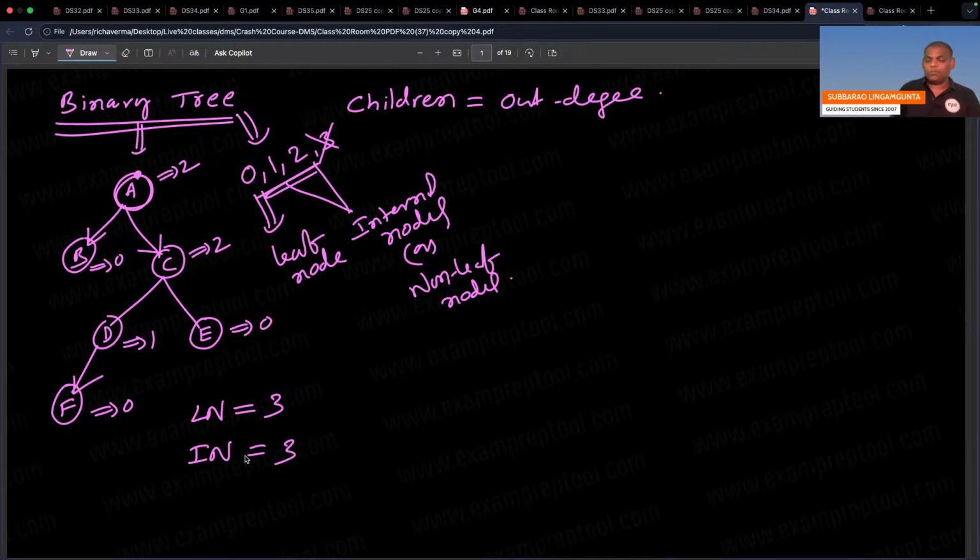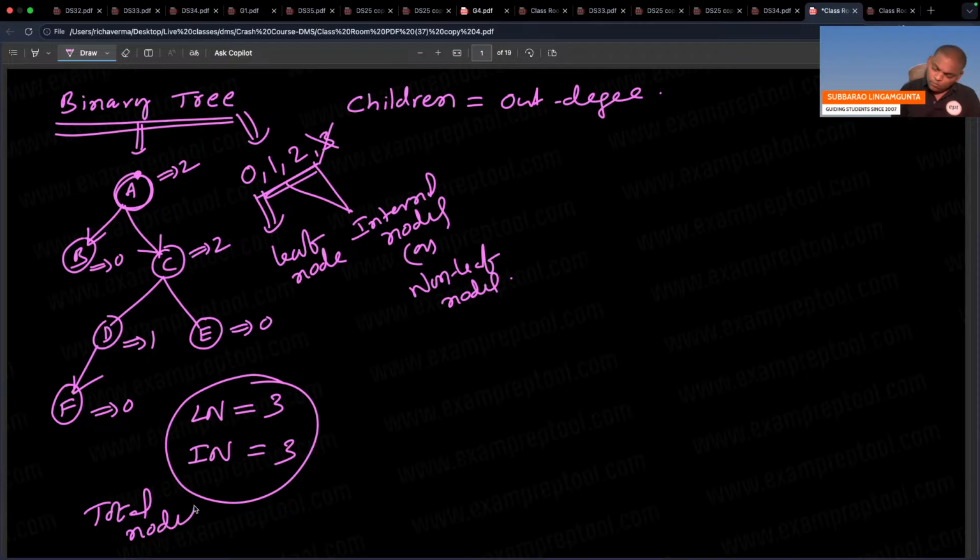Check. Total 6 nodes. Leaf nodes plus internal nodes is equal to the total nodes. Leaf nodes and internal nodes are 3 and 3, and total nodes are 6. I think no one has any objection till now. Now I am going to say one important story. Can you listen, everyone? Leaf nodes are 3 here, internal nodes are also 3 here.